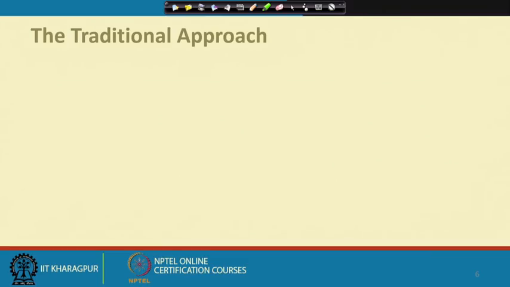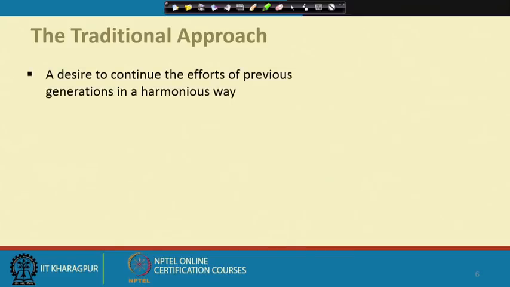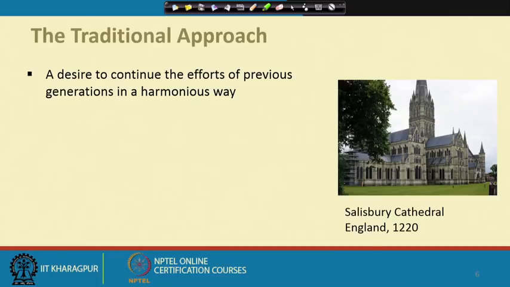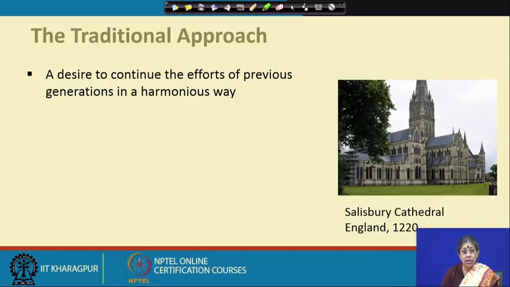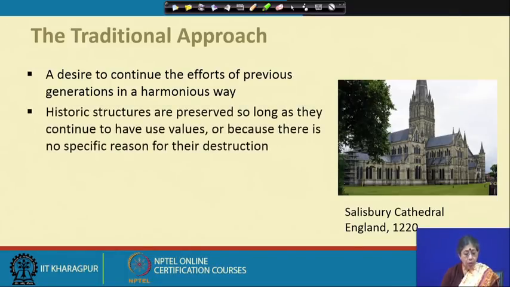Now, let us talk about the traditional approach. The traditional approach, basically, was a desire to continue the efforts of previous generations in a harmonious way. As we see here, the Salisbury Cathedral, which is in England, a 13th century cathedral, has been used over the years. So, keep it in use, whatever was required. The historic structures are preserved so long as they continue to have use value. That was very important, rather than making it a memorial or an edifice to keep or preserve.